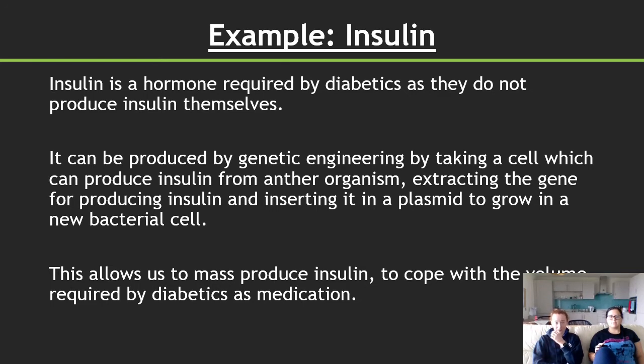The idea is that they take a cell that can produce insulin from one organism and extract that gene. Oh, from a human, actually. Just a human person who can make insulin. So it might be me, someone who's not diabetic. They would take my insulin-producing gene out, extract it, and then through the process of genetic engineering, they would produce more of this insulin using the process that we're going to discuss. They can then mass produce this insulin, and that is the insulin that diabetic people can then use as their medication.